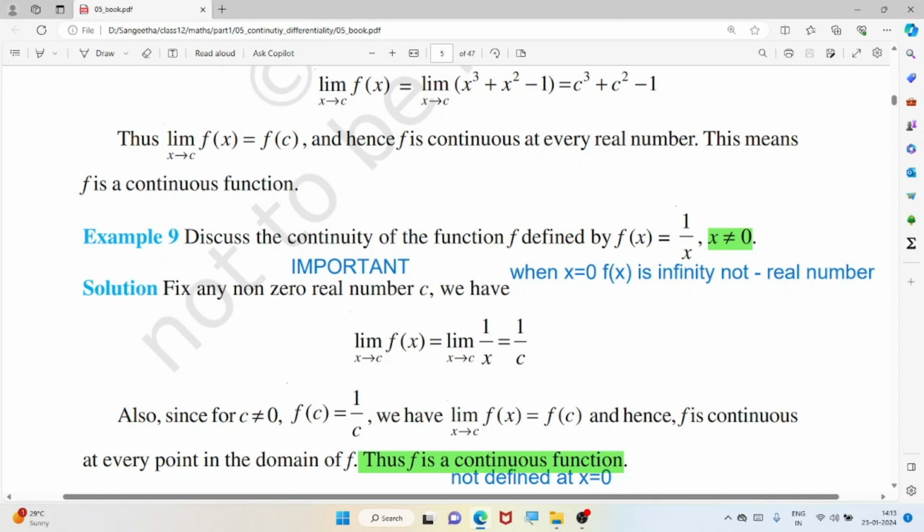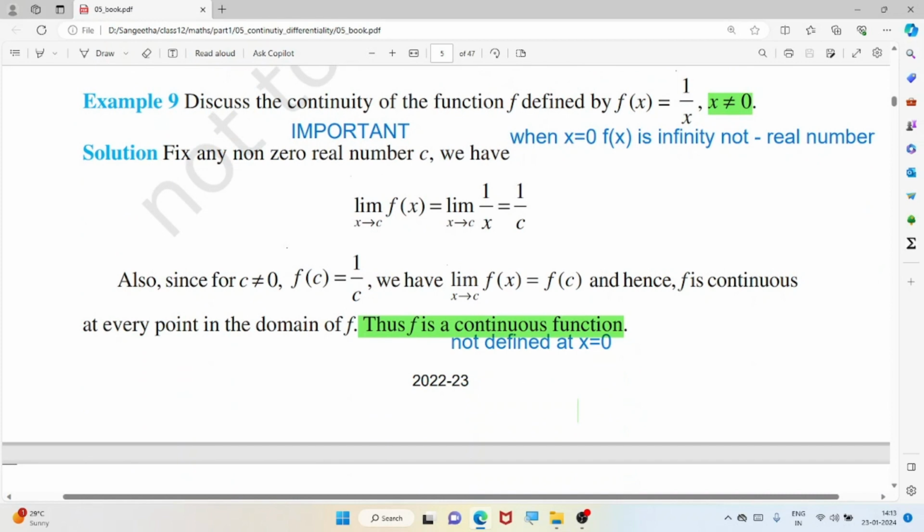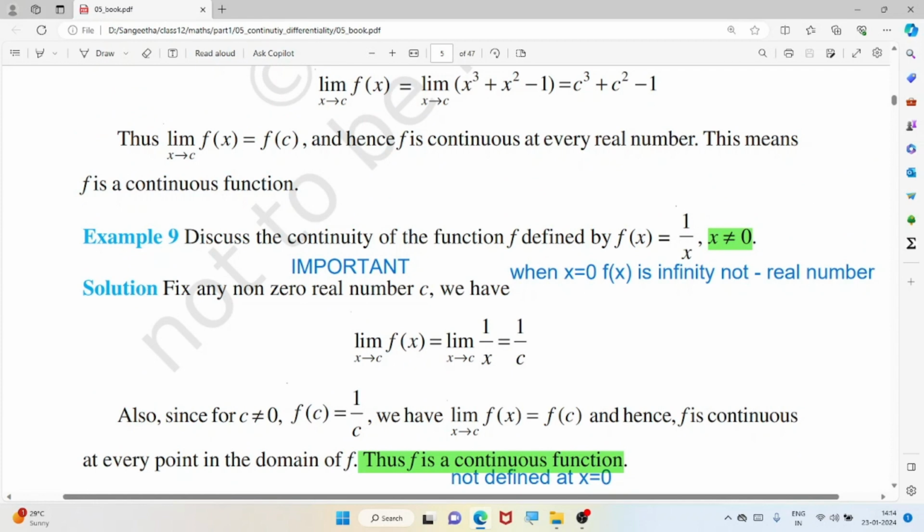For any non-zero real number c, we have the limit 1 by c. Also, since c is not equal to 0, 1 by c is f of c. So f is continuous at every point in the domain, f is a continuous function. At 0 it is infinity, that is not a real number, but the function is not defined for x equal to 0. That is important here. So we should not worry about x equal to 0.